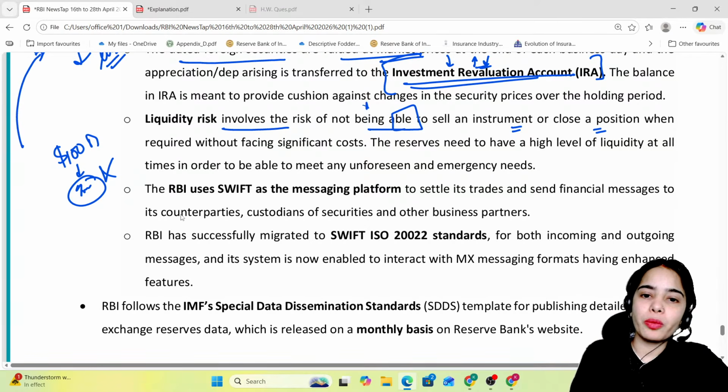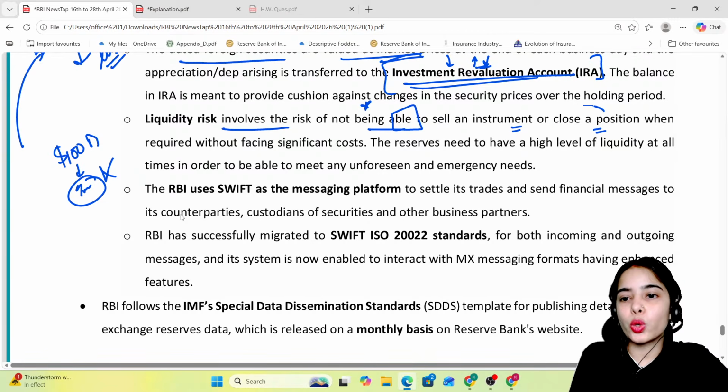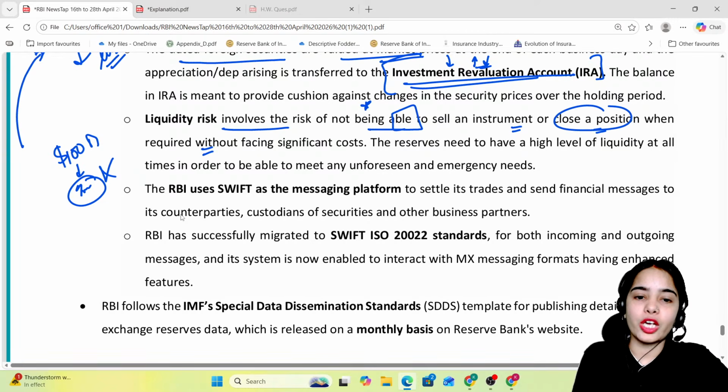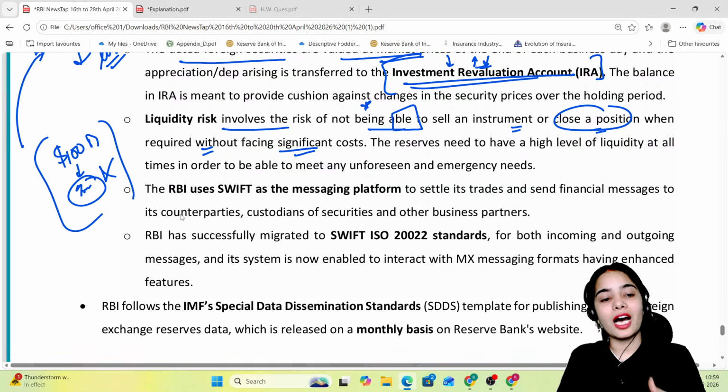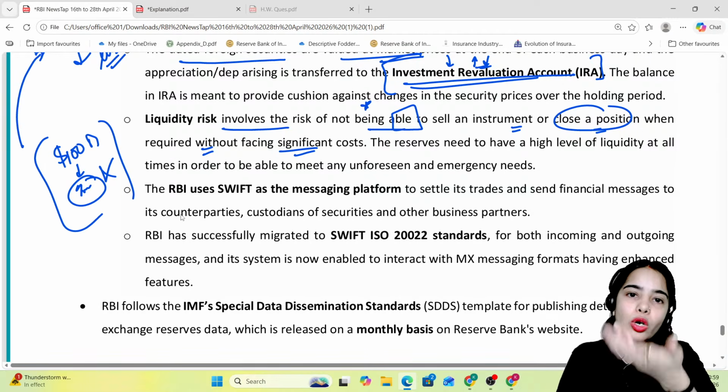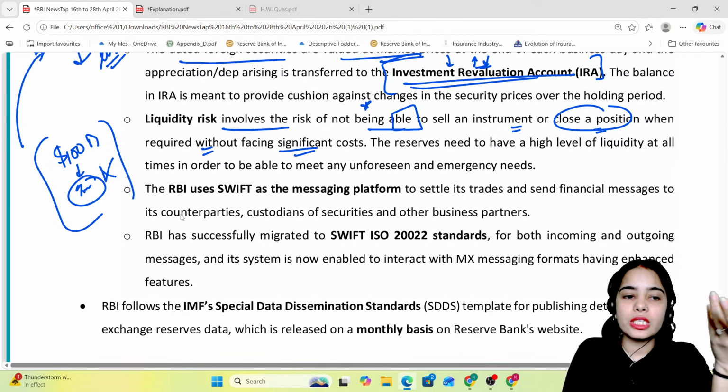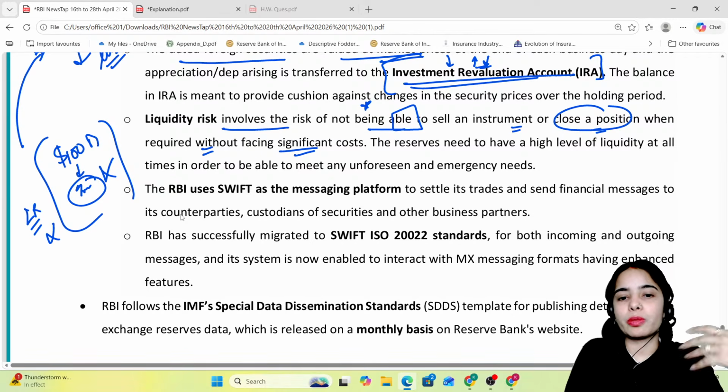The risk of not being able to sell an instrument or close a position when required without facing a significant cost. So in this case particularly, what is happening is that the RBI is not able to sell the bond or the instrument. So this is the liquidity risk: that RBI is not able to sell, or RBI is able to sell at a huge loss.